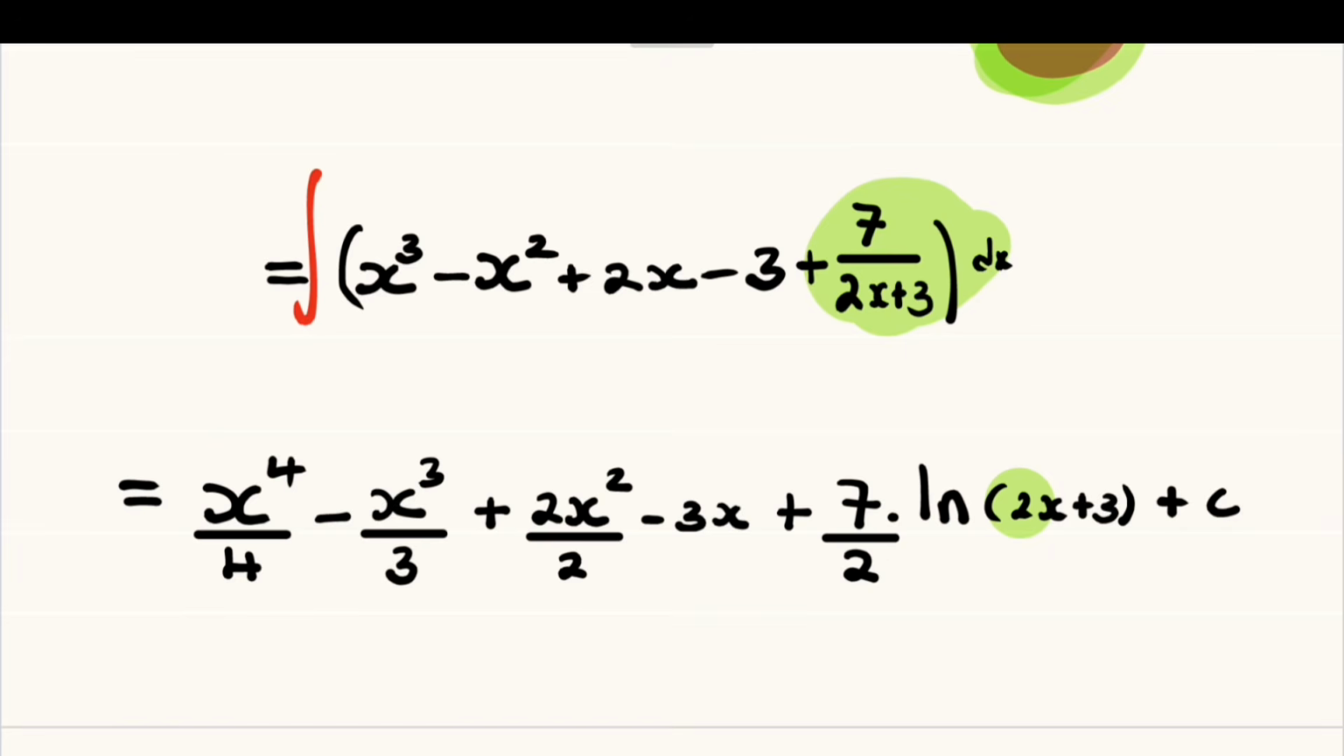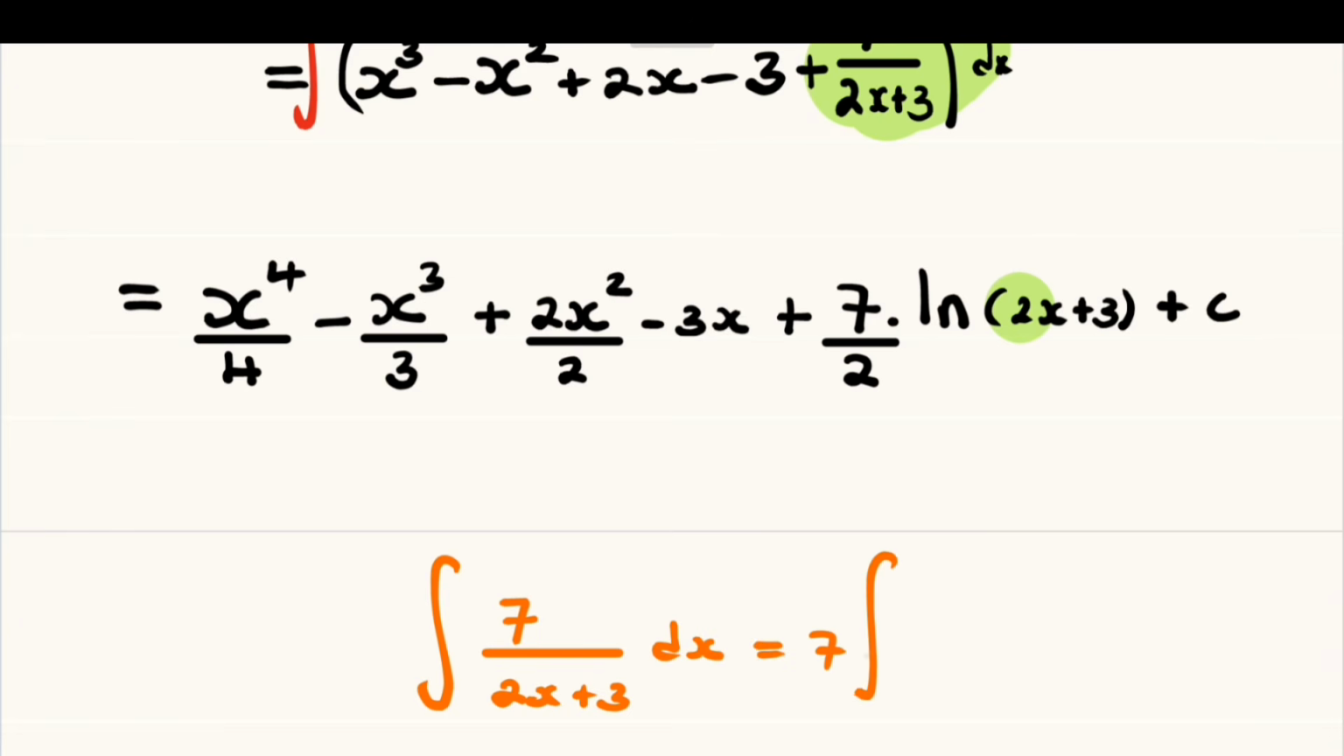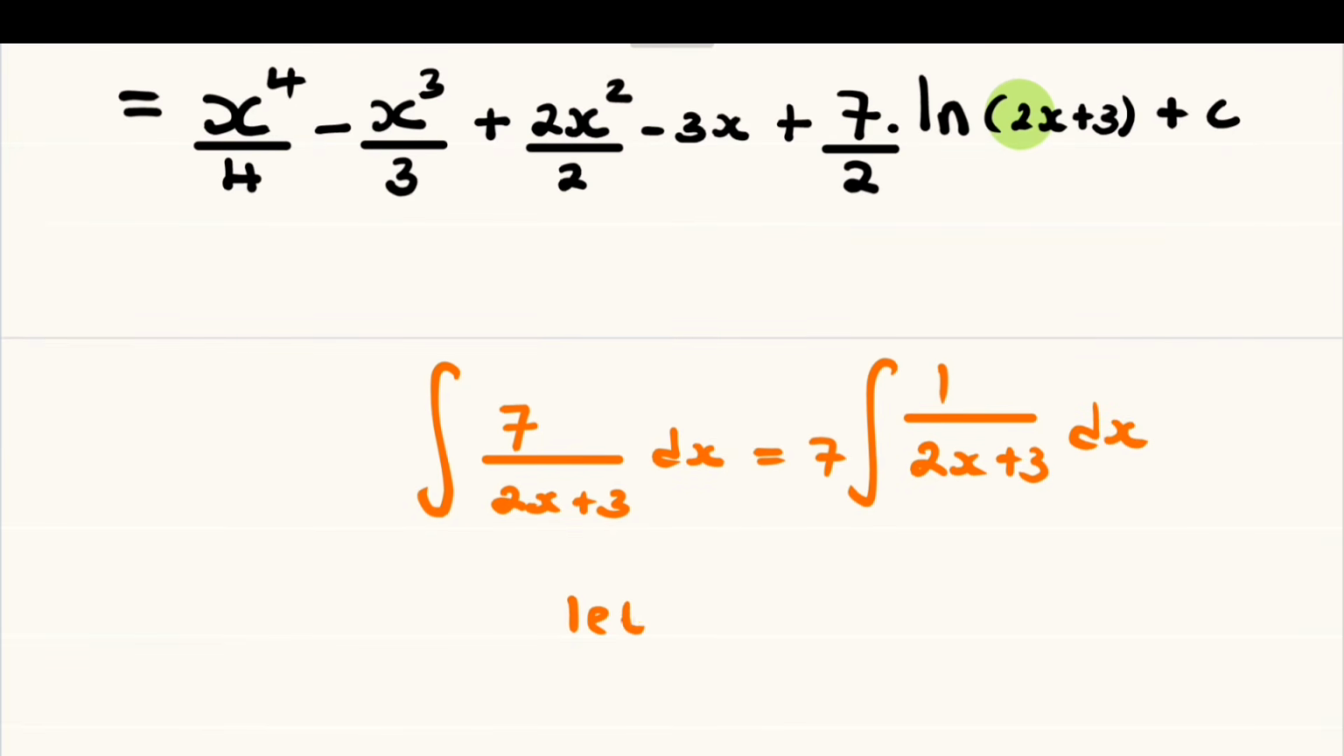So we have the integral of the 7 divided by the 2x plus 3 dx. We can factor out the 7 since it won't affect the integration process. So we have 1 divided by the 2x plus 3. I'm gonna leave this to you guys to use the u-sub method and let u equal the 2x plus 3 to determine the integral of 7 divided by 2x plus 3.